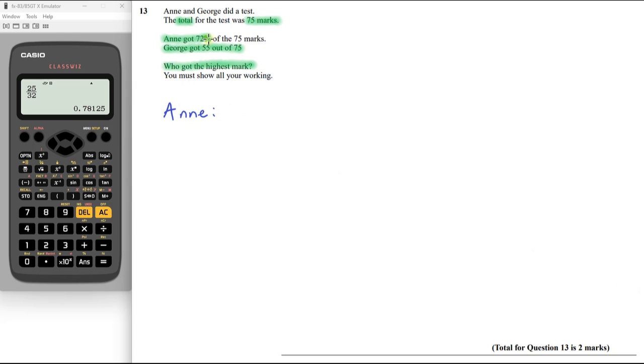Well, she got 72% of 75. So that's just the same as 72% times 75. Or if we wanted to write this as a decimal, we can just do 0.72 multiplied by 75. So 0.72 times 75, and that gives us 54. So Anne got 54 marks.